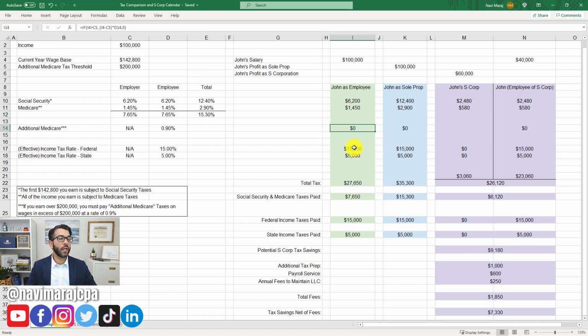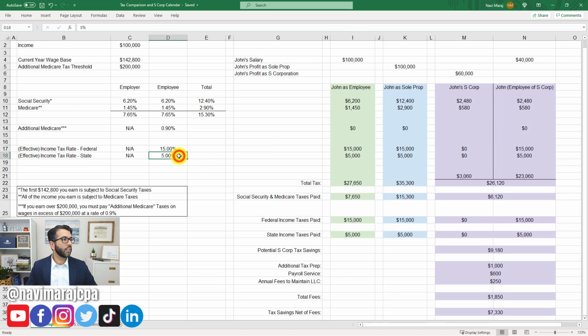But John's also got to pay income tax. So in this example, I'm just saying that John pays an effective income tax rate at the federal level of 15%. So $100,000 times an effective rate of 15% is $15,000. Now your income tax is going to depend on where you fall in the federal income tax brackets, but in this example, again, I'm using 15%.